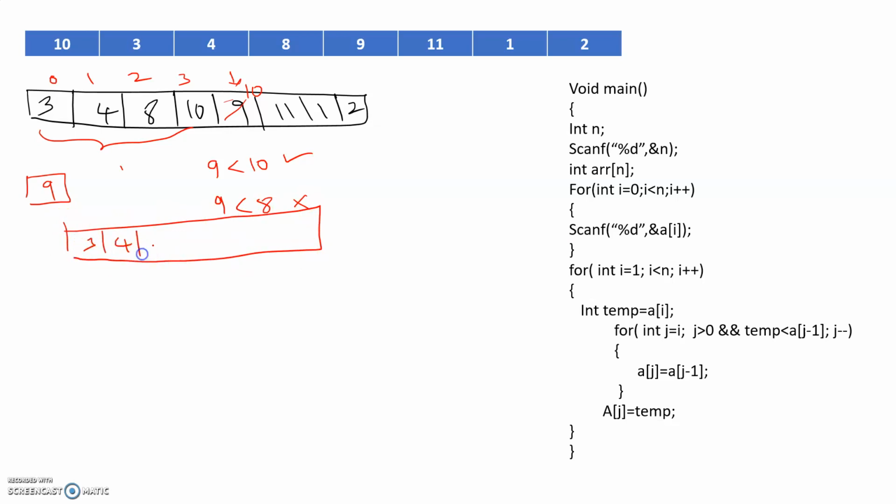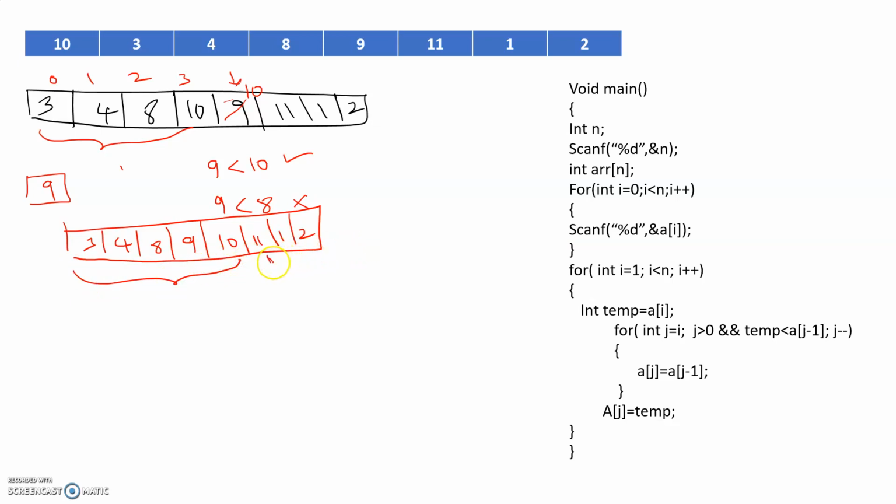If I place it like this, what elements am I going to get? 3, 4, 8. So 10 is moved already. So I am going to place 9 here and next 10 here, 11 and 1 and 2. So this is the representation I have. Until this, the elements all look similar, sorted.